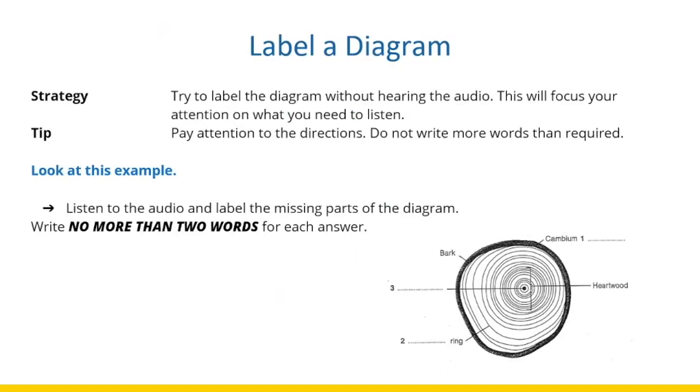Now we're going to review how to label a diagram. Try to label the diagram without hearing the audio. This will focus your attention on what you need to listen for. Also, try to pay attention to the directions, and remember not to write more words than required. For example, in the following diagram and task, you are required to write only 2 words. If you write 3 words, your response will automatically be incorrect. So make sure to write 1 or 2 words when you are completing a labeling the diagram kind of task.